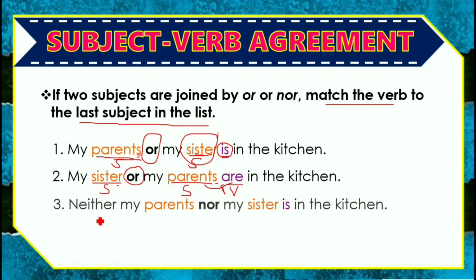Another example, neither my parents nor my sister is in the kitchen. So neither my parents is our subject, my sister is another subject, joined by the word nor. Between parents and sister, sister is the last in the list, therefore our verb is, because sister is singular.